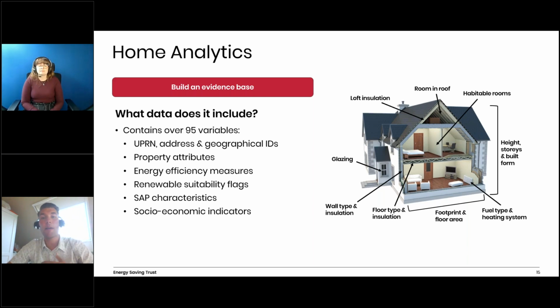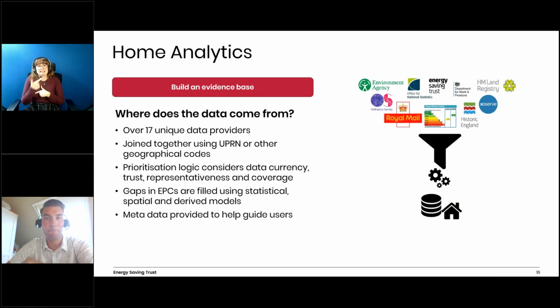Now, the database is populated with information from over 17 unique data providers. You can see on this graphic here, we've called out some of the more prevalent ones. So we've got the likes of Ordnance Survey, Royal Mail, the EPC Register, Land Registry, Office for National Statistics, and Department for Work and Pensions. So there's a lot of data coming together to form this database.